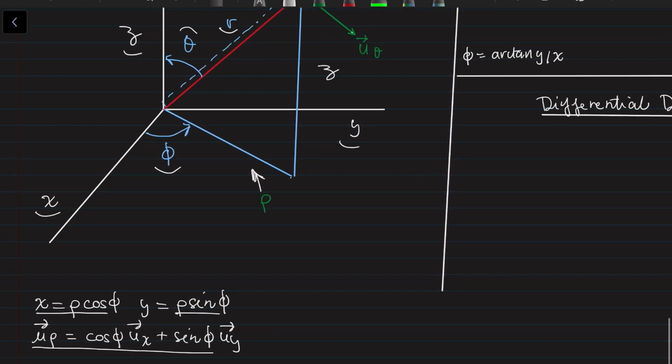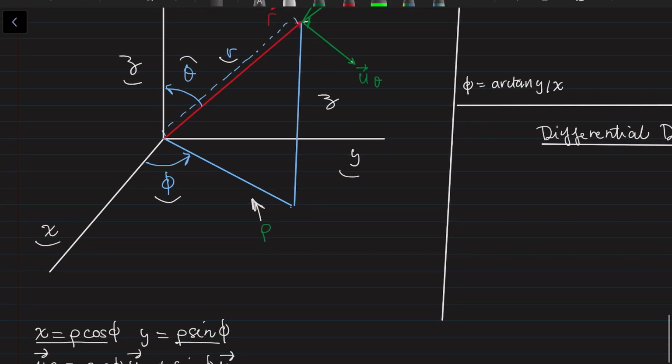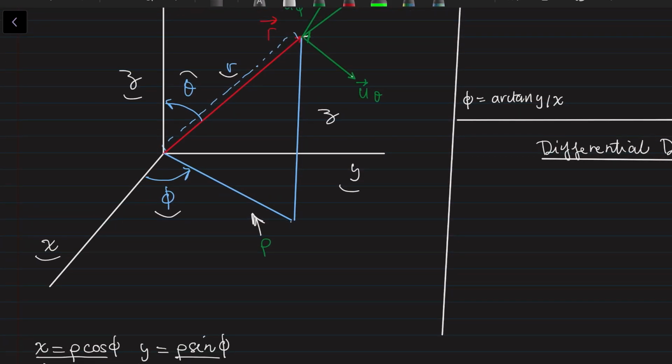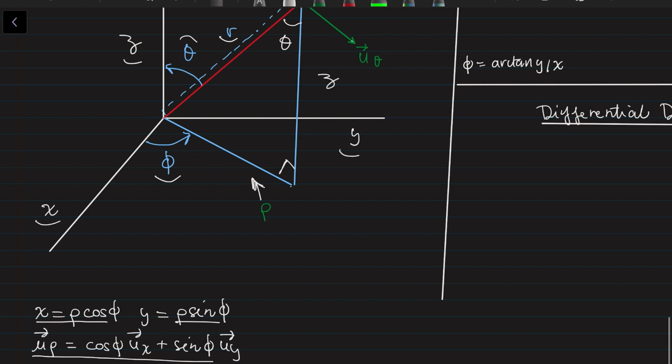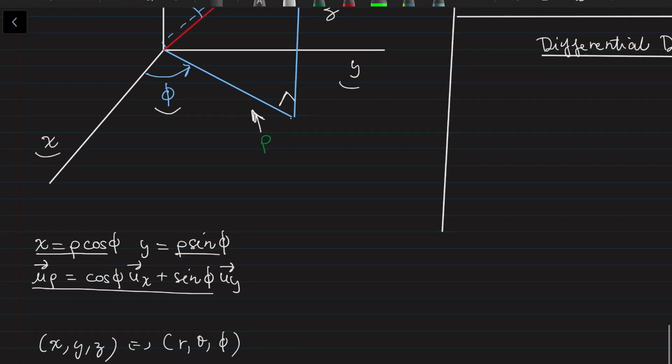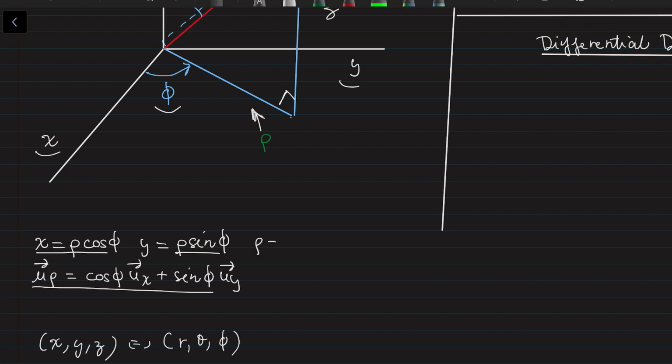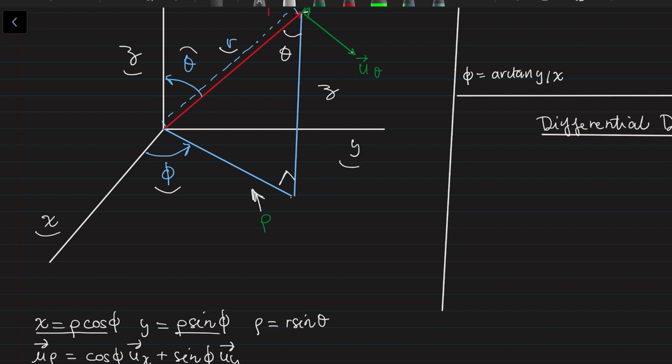The first thing that we can notice is that we have a right angle triangle. This angle over there is actually theta. So we have a right angle triangle with a hypotenuse of length r. One of the sides has length rho, and there's an angle theta over there. So maybe what we could do is try to express rho in terms of r. And we see that actually rho is equal to r sine theta. It's pretty clear from this drawing over there.